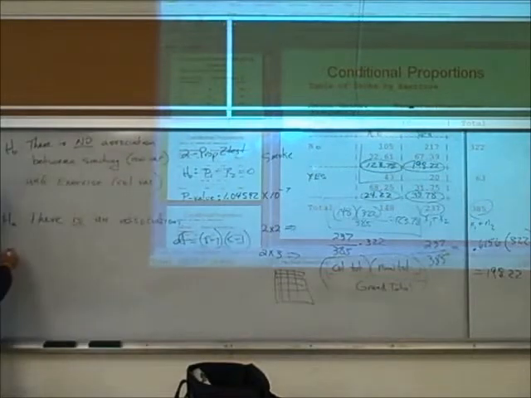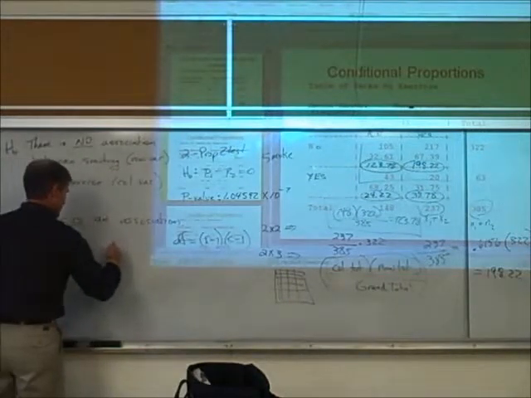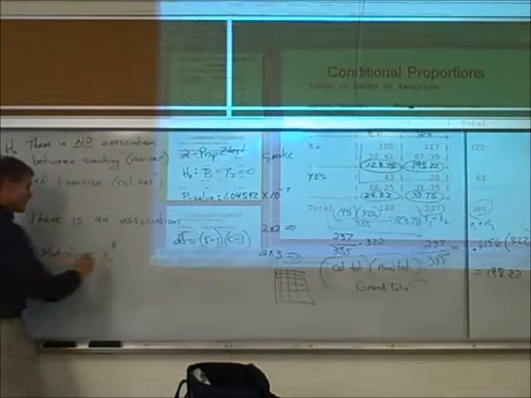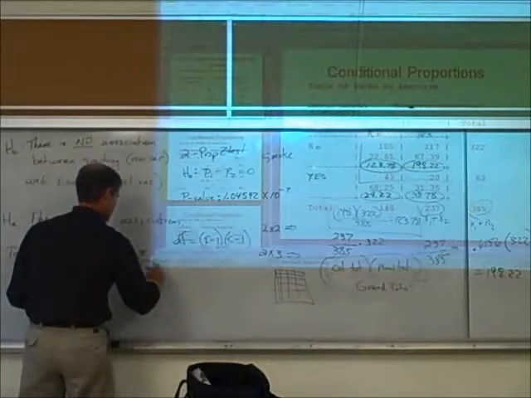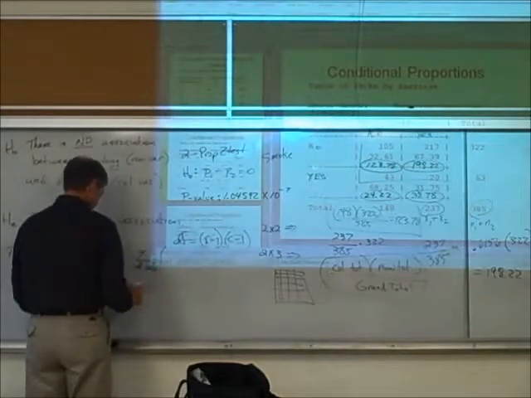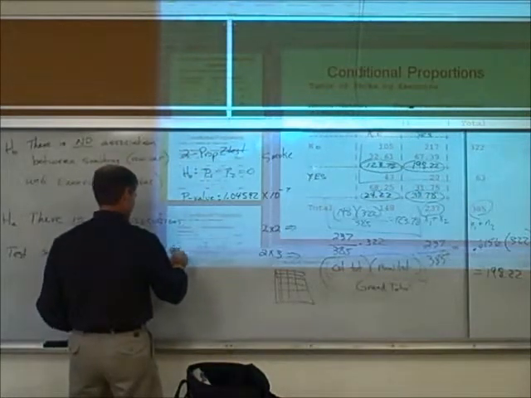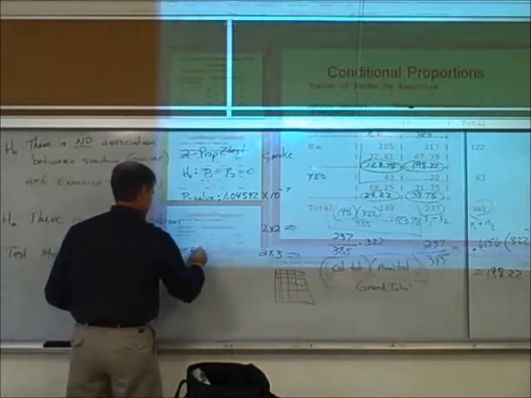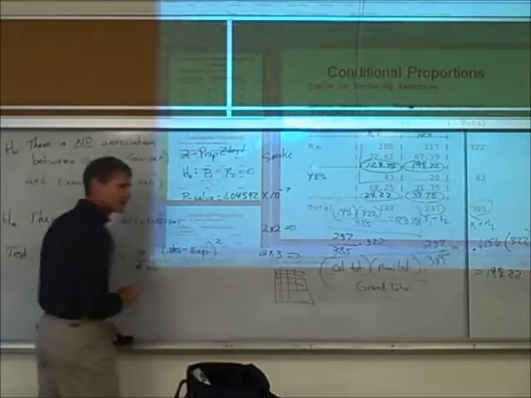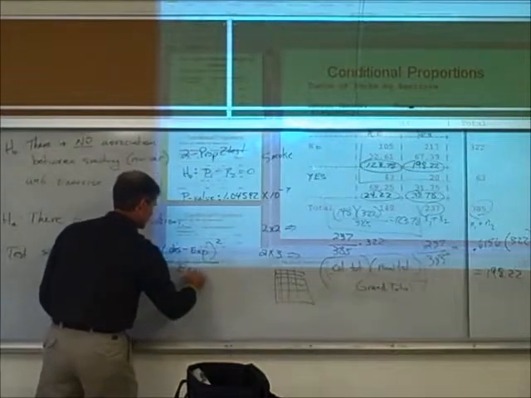The chi-square test statistic is just marked as a chi-square, and it's equal to the sum across all cells in the table of the observed counts minus the expected counts squared, to get rid of negatives, divided by expected counts.